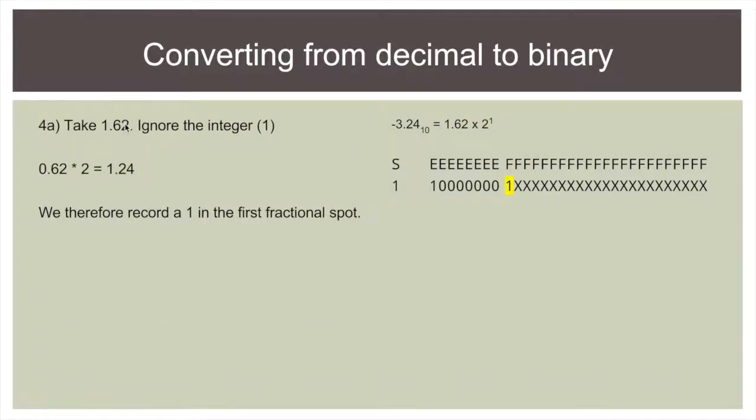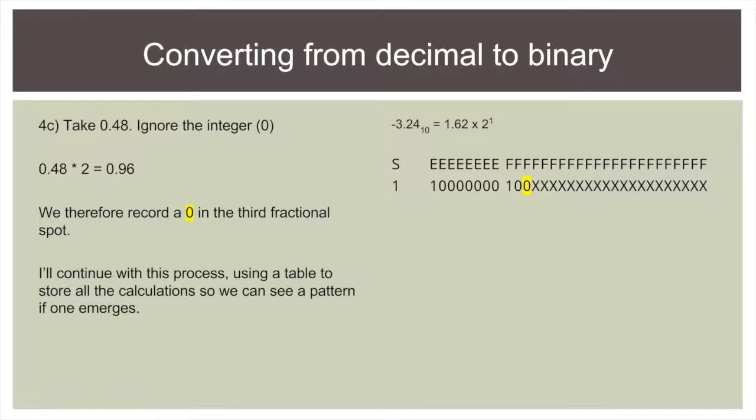So we take 1.62 and we ignore the integer. So we look at 0.62. 0.62 times 2 equals 1.24. As the answer is above 1, I write 1 here, and I move to the next digit. Okay, we take our answer from before. So our answer is 1.24, and we ignore the integer, so we ignore the 1. So we have 0.24 times 2, which equals 0.48. Because that's not above 1, I record a 0 in the second fractional spot. I take the answer, 0.48. I ignore the integer. So 0.48 times 2 equals 0.96. It's not above 1, we record 0.